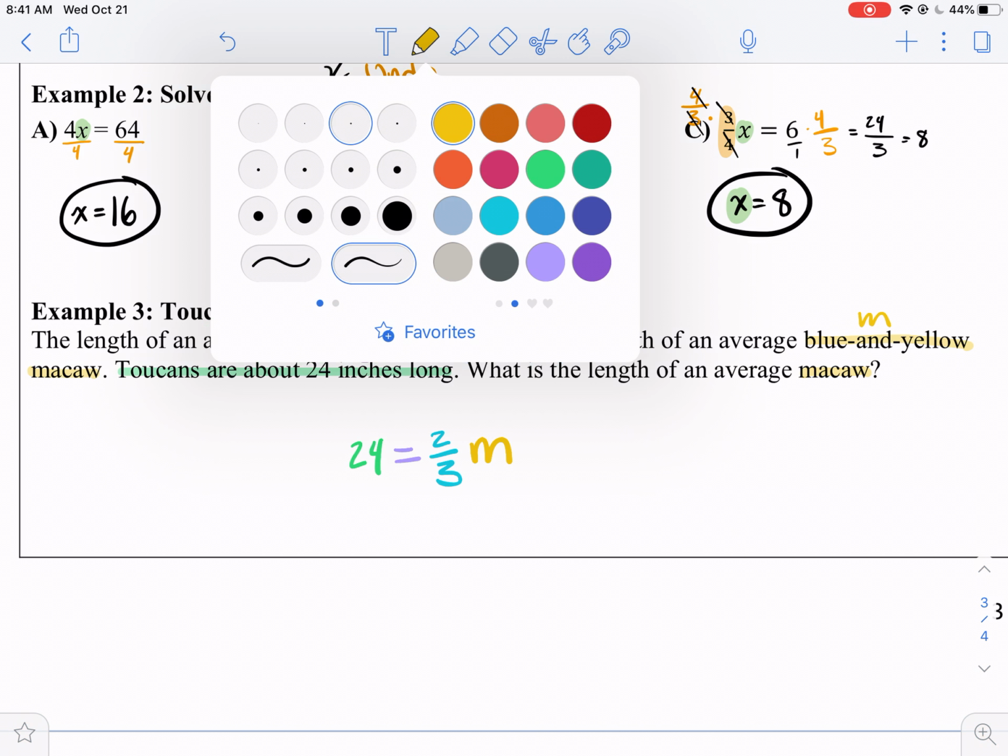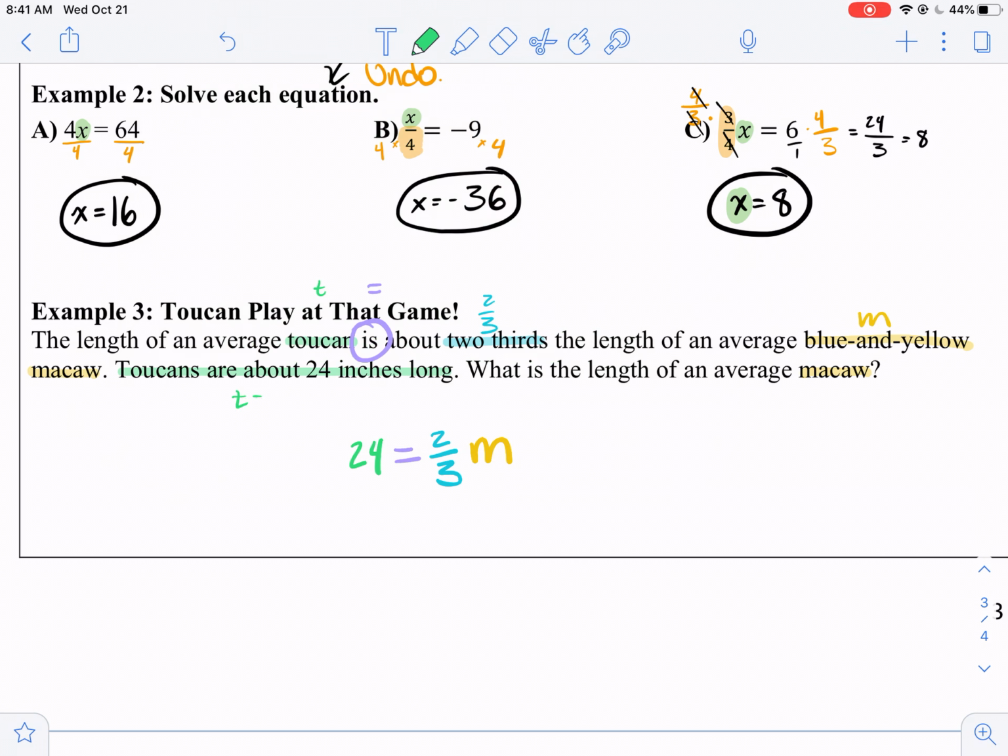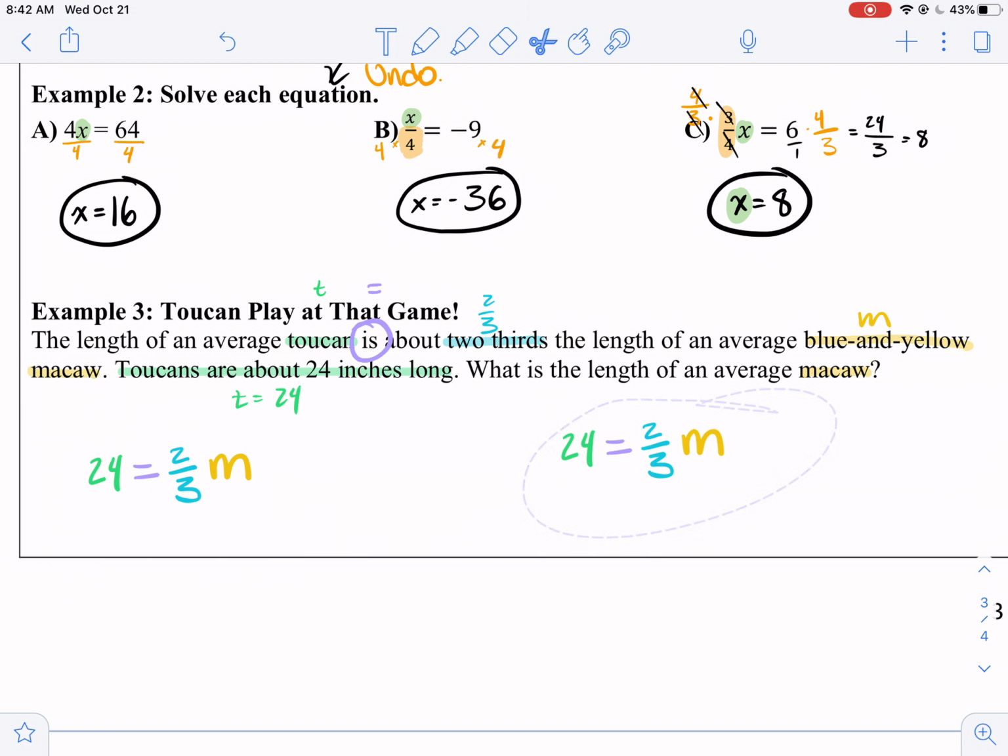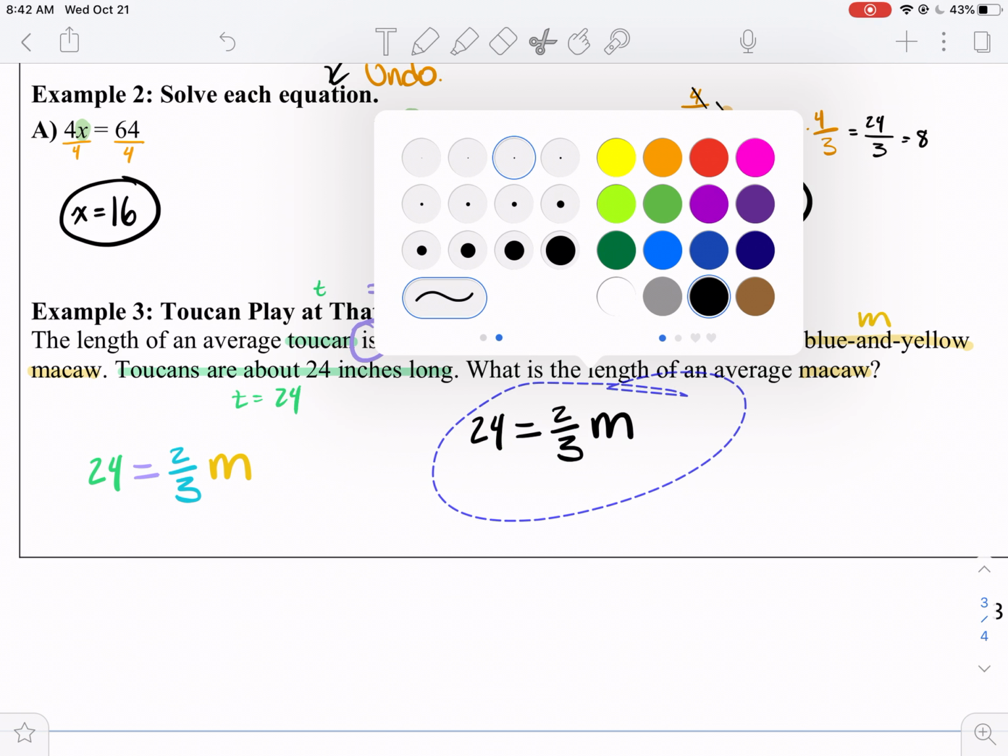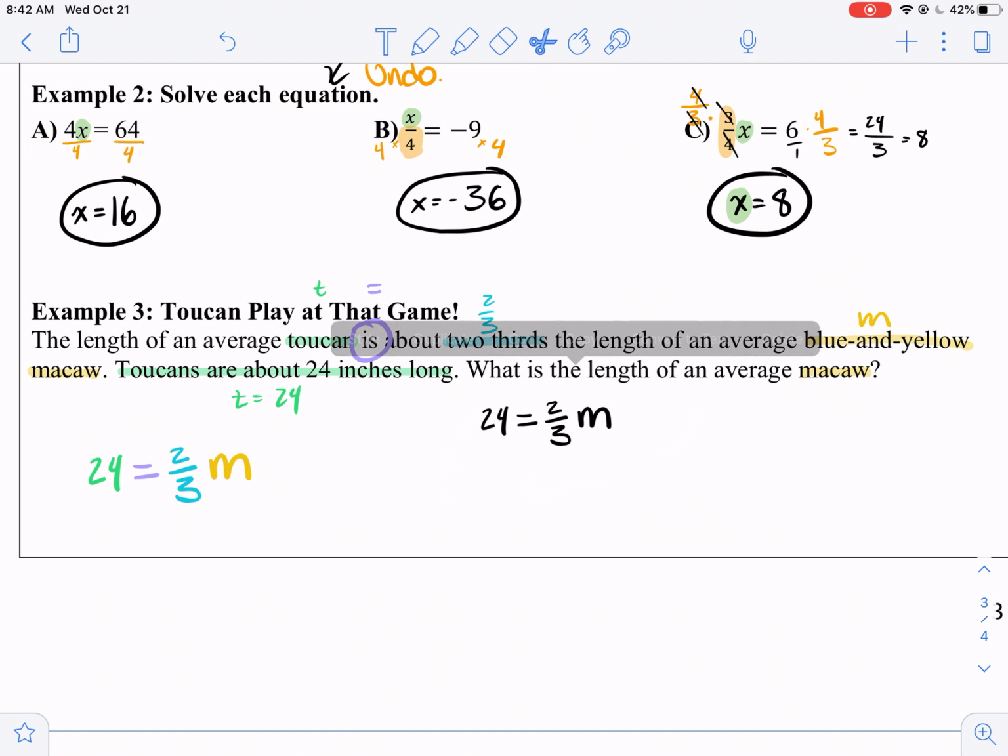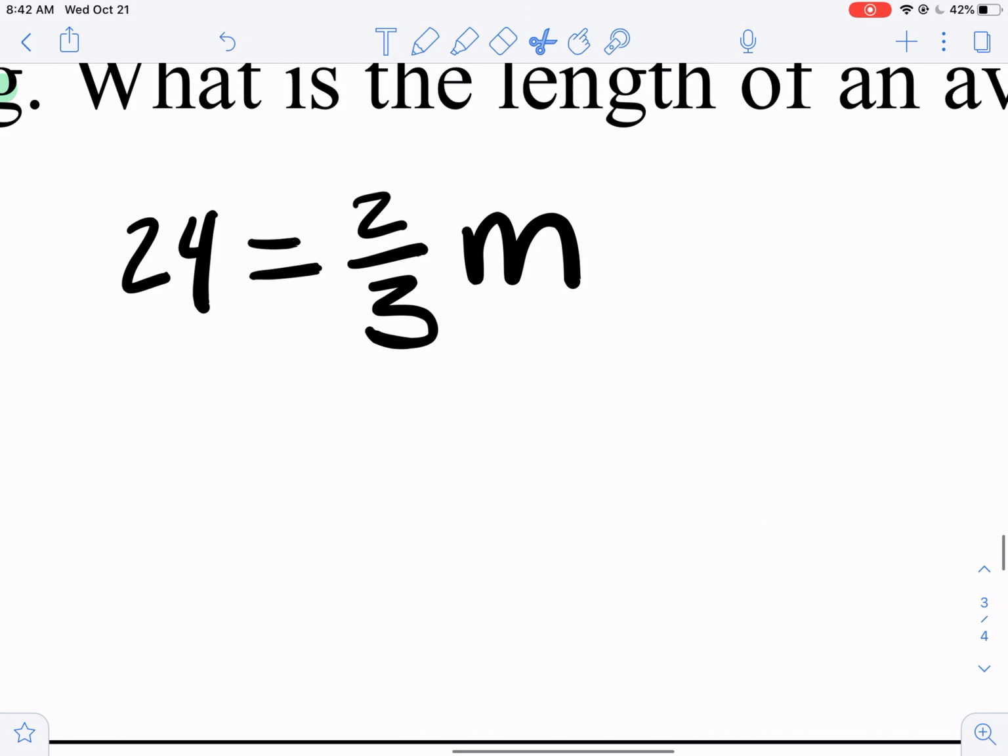But we know toucans are 24 inches long. And a macaw, we don't know. We need to find that out. So we put this into a math sentence. We said T, which is 24, so 24 equals 2/3 of m. So now that we've got this amazing multicolored equation, I'm going to get rid of the colors so it's not so distracting, and then we'll solve it. So we want to find out what m is. We want to get this m all by itself.